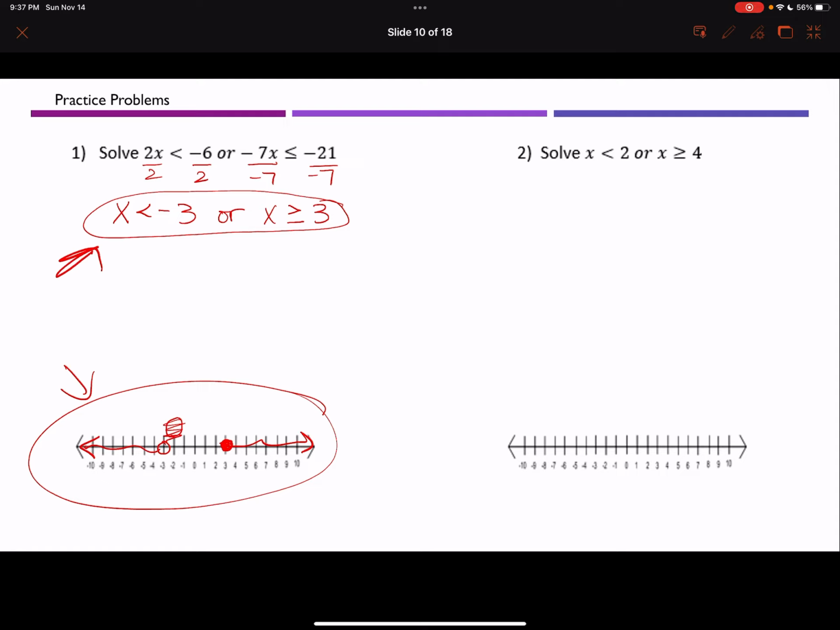So try number 2. In number 2, you can see that both inequalities are already solved for x. X is by itself, so I don't actually need to solve algebraically. I can just graph. So x is less than 2, or x is greater than or equal to 4. There you go. And then one or the other or both would be everything that's shaded.